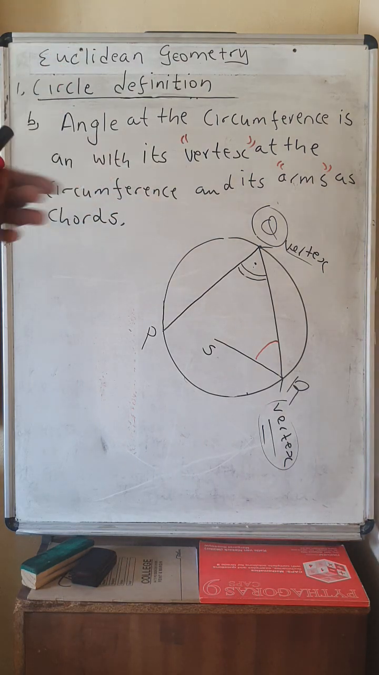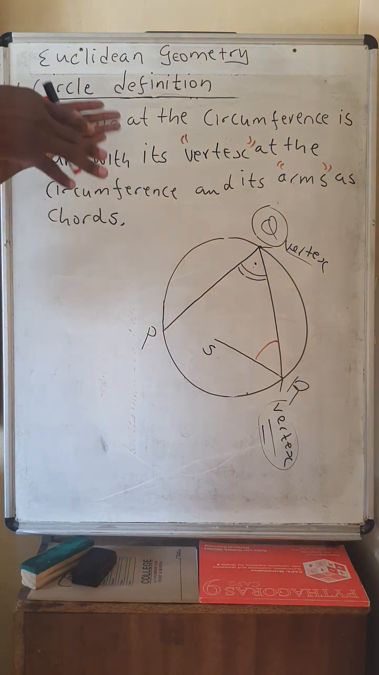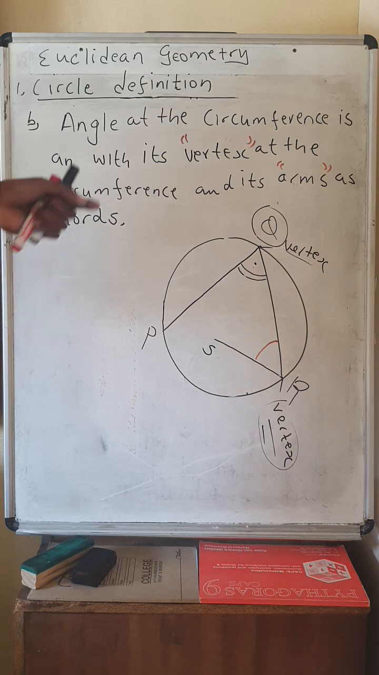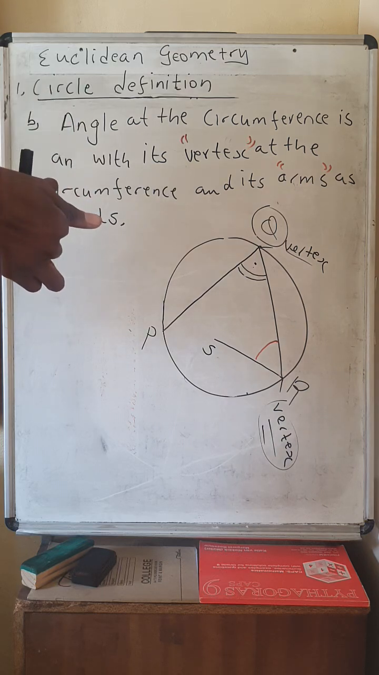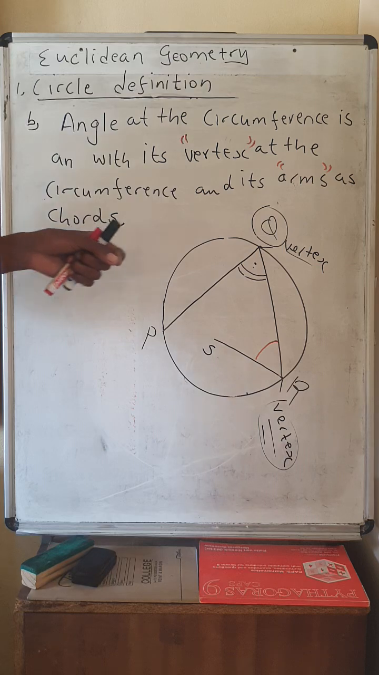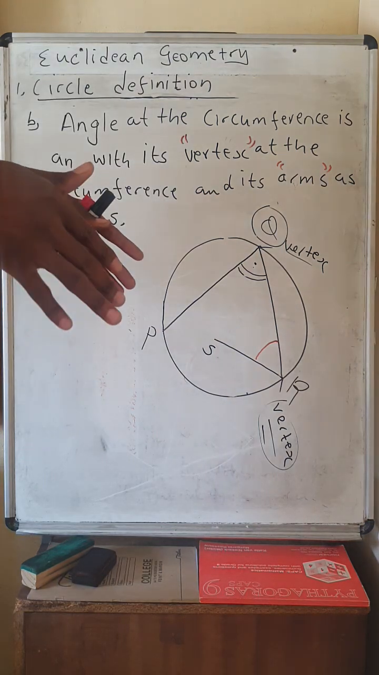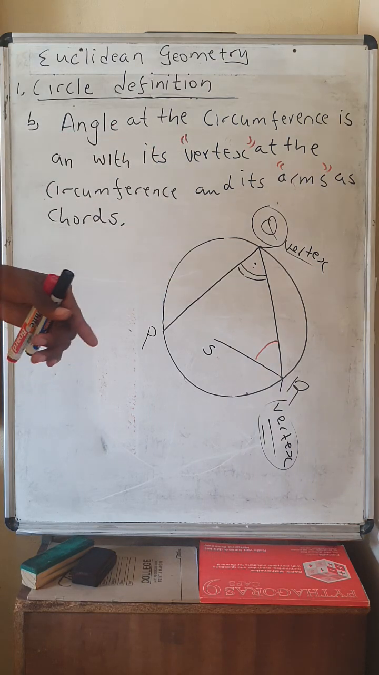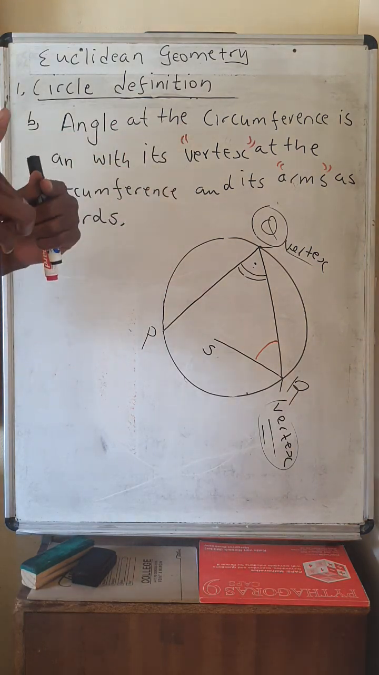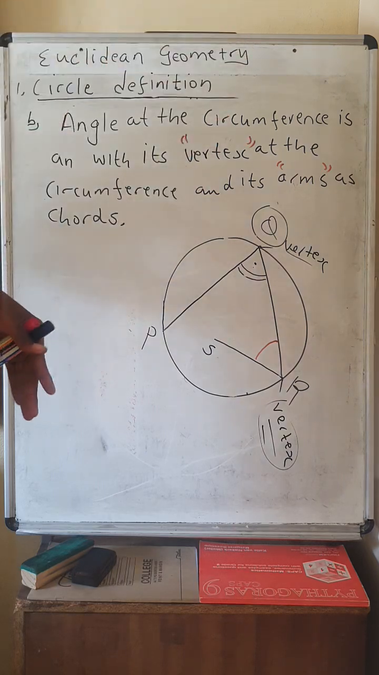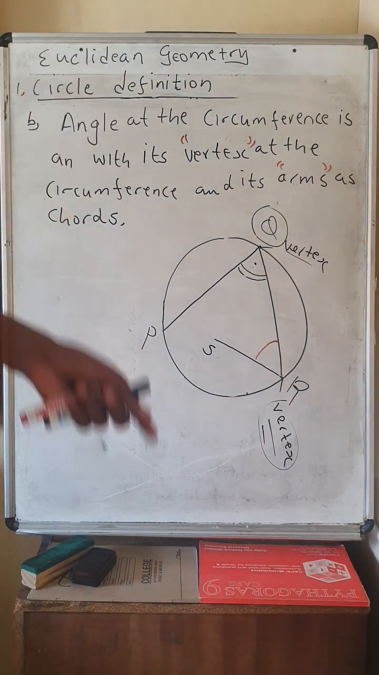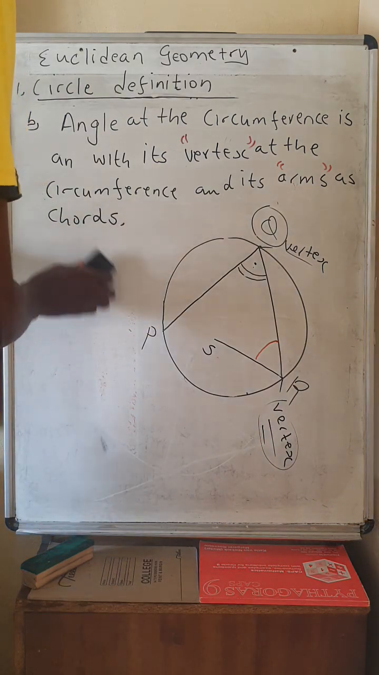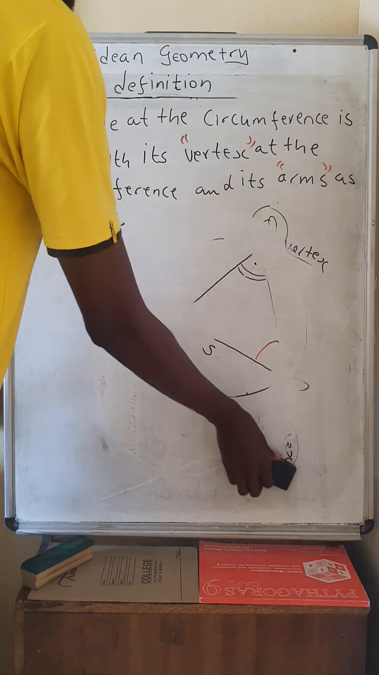With these two angles, it's all about the vertex and the arms. With the central angle, or angle at the center, the vertex must be at the center and the arms must be radii. But when we come to the angle at the circumference, the vertex must be at the circumference and the arms must be chords. We are done with that one. Let us go to the next one. Like I said, I'm going to discuss only 4 things here.